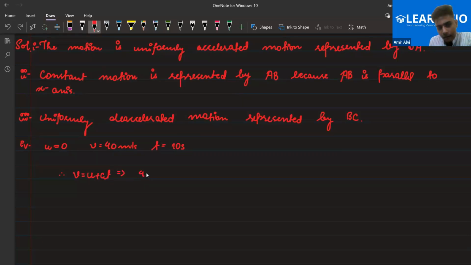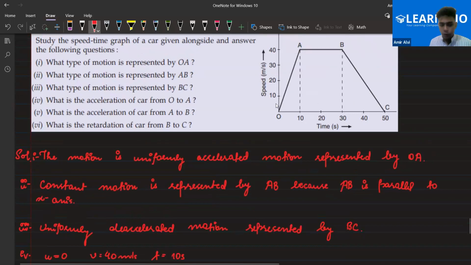v is 40, equals 0 plus 10a. So a is going to be 40 by 10 meter per second squared. The 0 will cancel, and this is going to be 4 meter per second squared. Clear? Sarah and Ayan, Farhan, is this clear? So 4 meter per second squared is the acceleration produced in the motion from O to A.